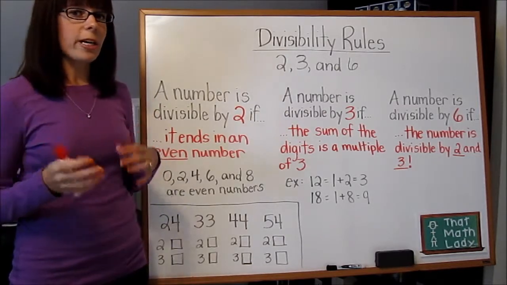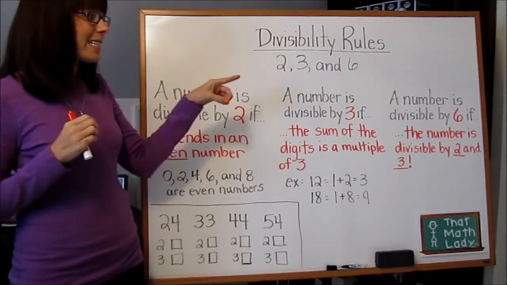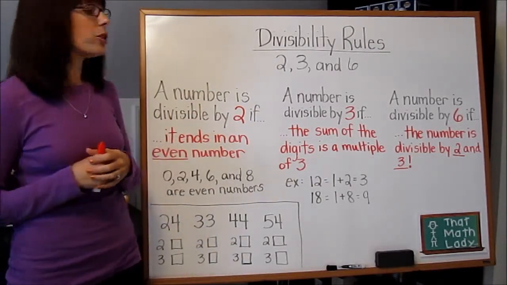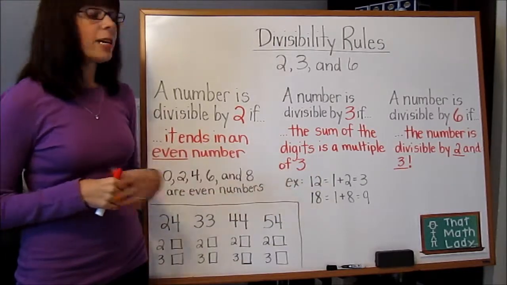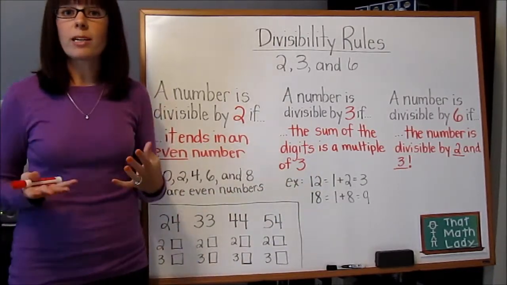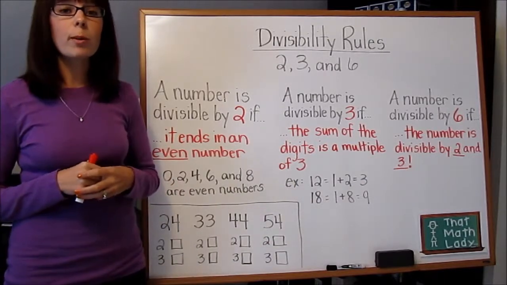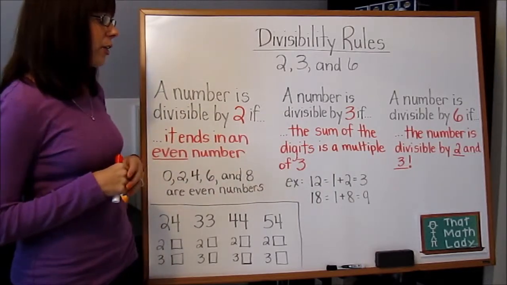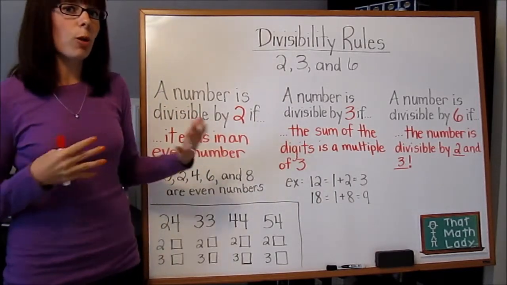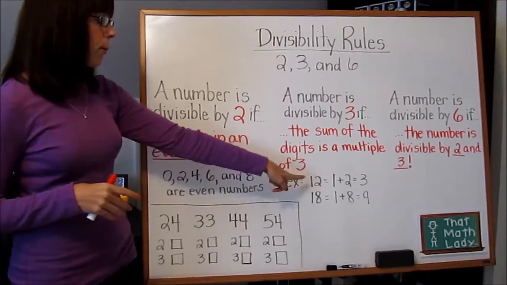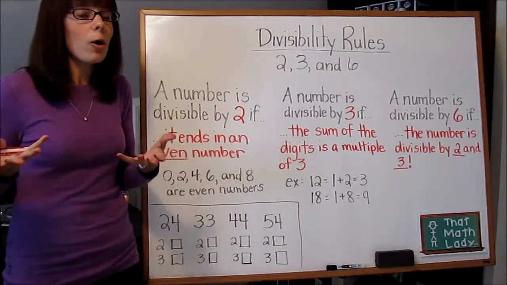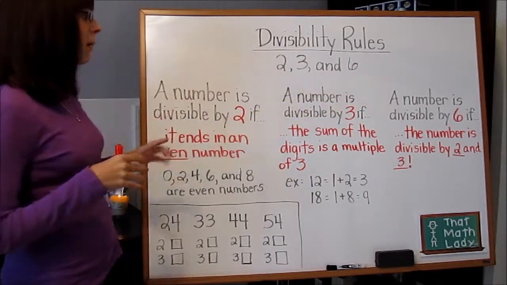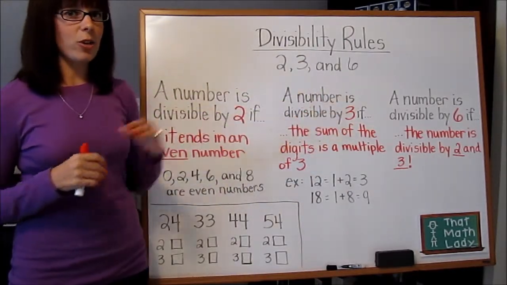Alright, now this is the cool part. You know a number is divisible by 6 if the number is divisible by both 2 and 3. That's the only thing you have to do. So if you look at these two examples right here, 12 and 18, we know they both end in even numbers, so we automatically know that they're divisible by 2, and we prove that they're divisible by 3 by adding the digits together and getting a sum that's a multiple of 3. And so we know that they're multiples of 3, so we automatically know that 12 and 18 are divisible by 6 because they pass the rules for 2 and 3.